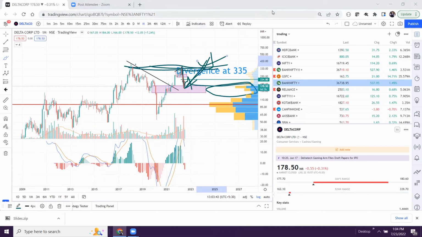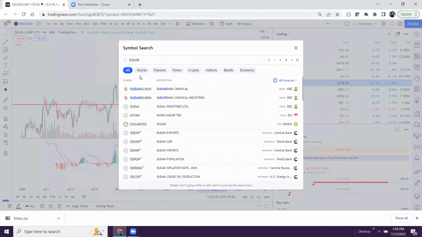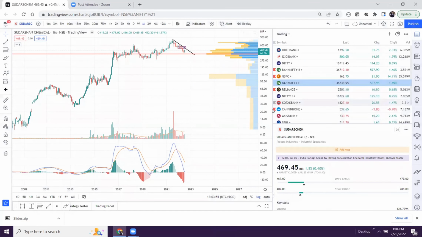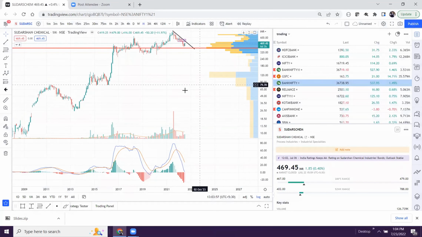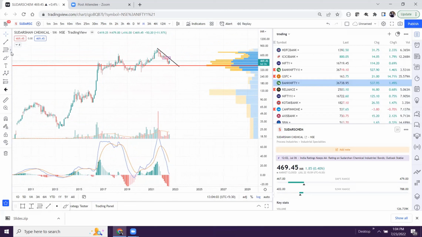So any other stock before we wrap? Sudarshan Chemical. Sudarshan Chemical. Yeah. All these are actually already shared, if you have joined the Telegram group.